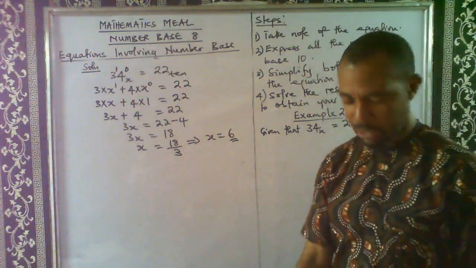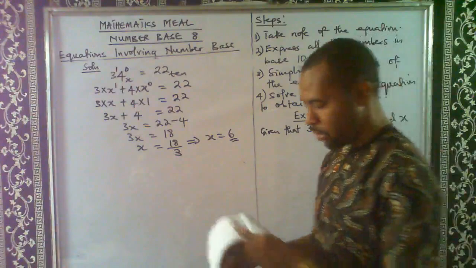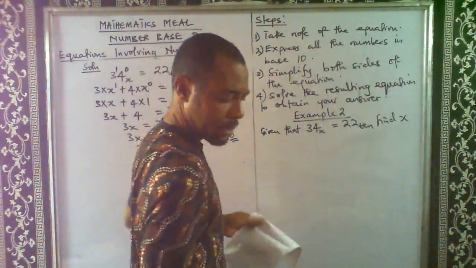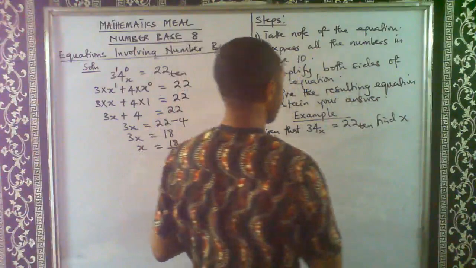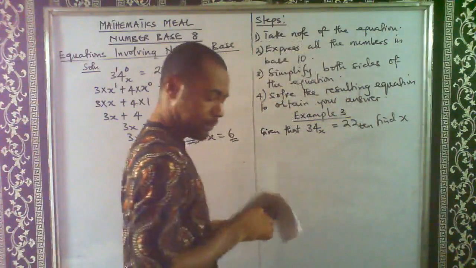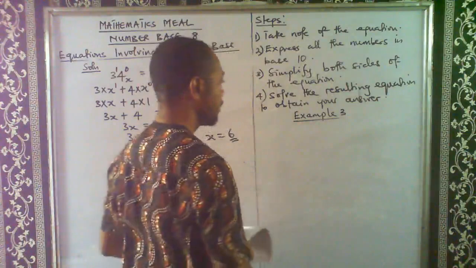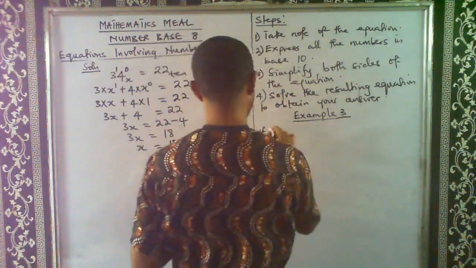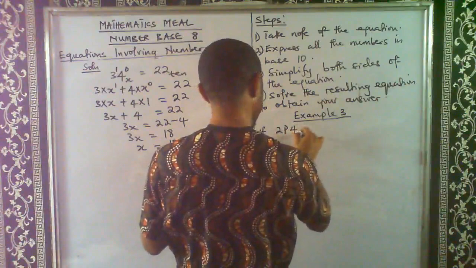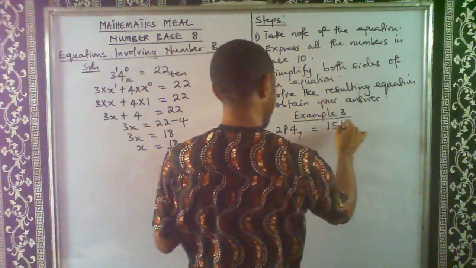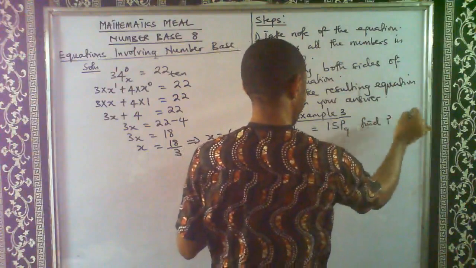Okay, let's take another question, still on equations involving number base. Example 3, before we proceed to our break. If 2p4 base 7 is equal to 15p base 9, find p.